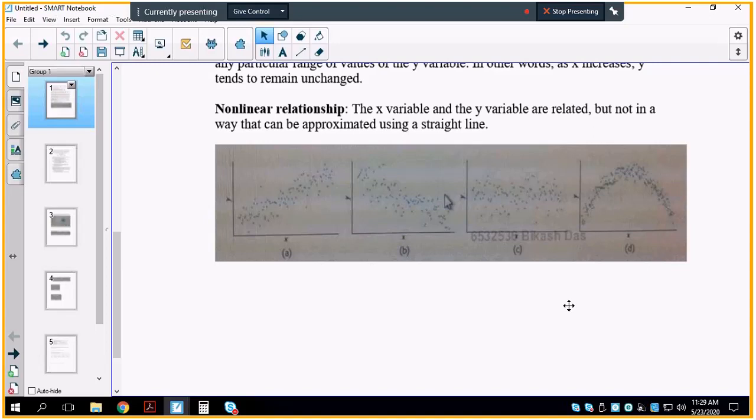In this section, we will be interested in studying and analyzing situations where we have two variables and we are trying to understand the existence and the quantification of any linear relationship between these two variables.